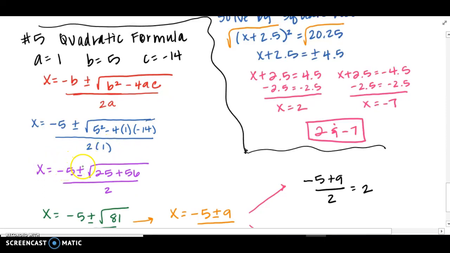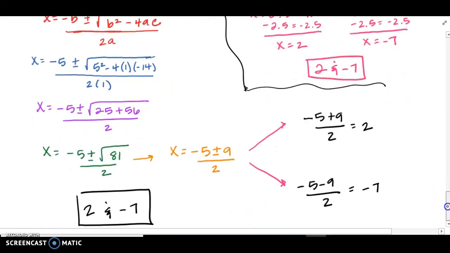So x equals negative 5 plus or minus the square root. 5 squared is 25, and negative 4 times 1 times negative 14 is positive 56. There's an even number of negatives, so it's a positive. We add them together, all divided by 2 on the bottom. So now when I add 25 and 56 together, you get 81. So negative 5 plus or minus the square root of 81 divided by 2. The square root of 81 is 9, but don't forget, I need a positive and a negative solution. So negative 5 plus 9 divided by 2 and negative 5 minus 9 divided by 2.